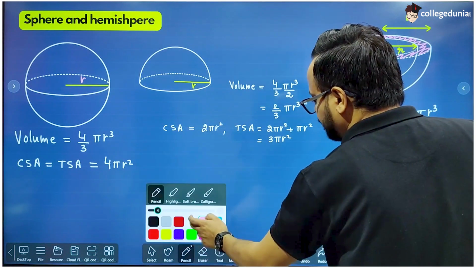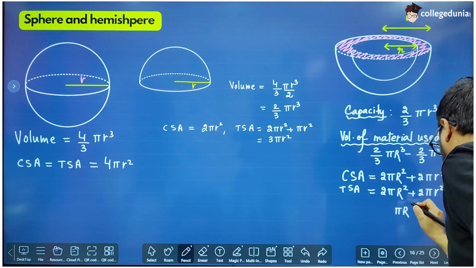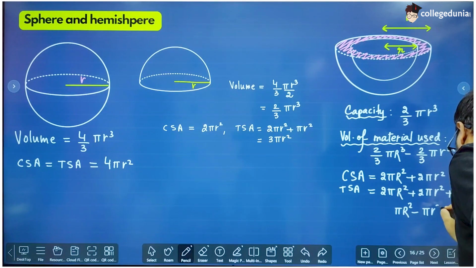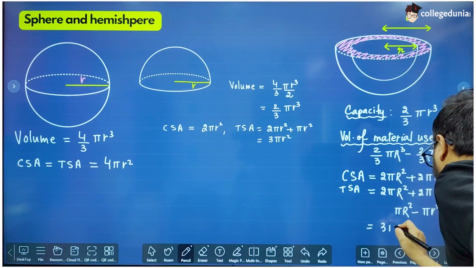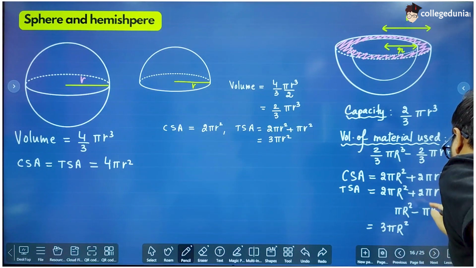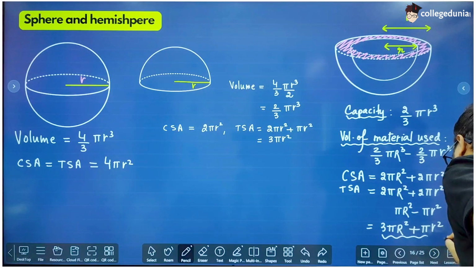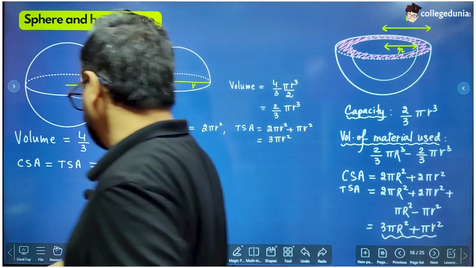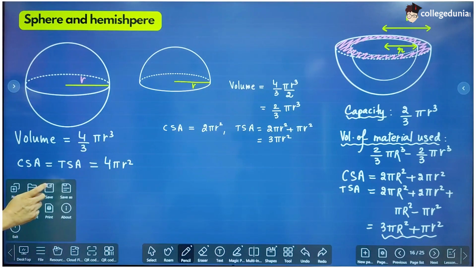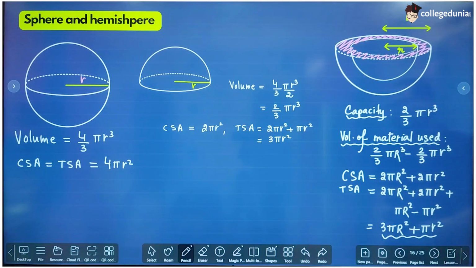Area of this circular strip is what? Outer area of the circle minus the inner area of the circle. So the answer is 2 pi R square plus pi R square, 3 pi capital R square, and this small pi r square. So this is the total surface area. These formulae will be used in case of a hemispherical ball. Now let's discuss some questions based on sphere and hemisphere.